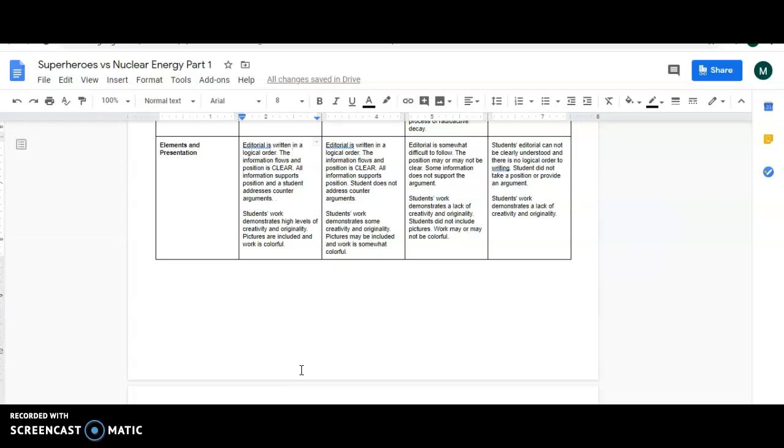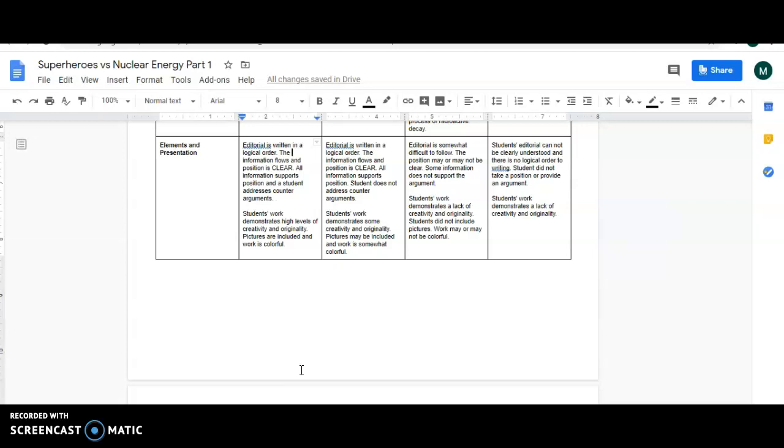You need to make sure this flows. Go back and read your work. Make sure that, okay, this is actually a chronological order. Here's why. Here's my evidence. This is radiation. Make sure it flows. Your position is clear. I can tell that you are for or against it very clearly based on what you're saying. All the information supports your position and student addresses counter arguments, okay?